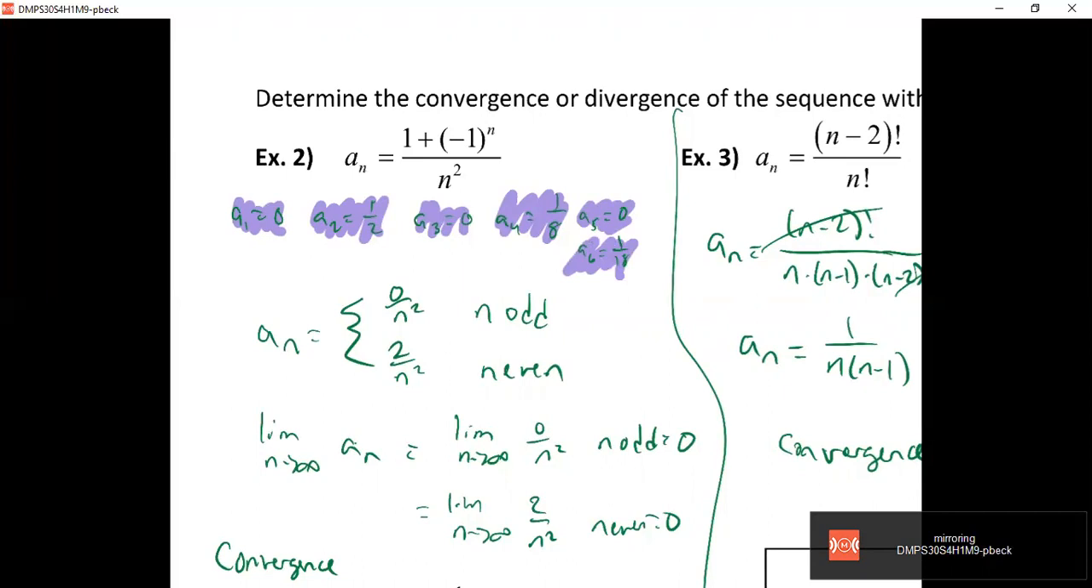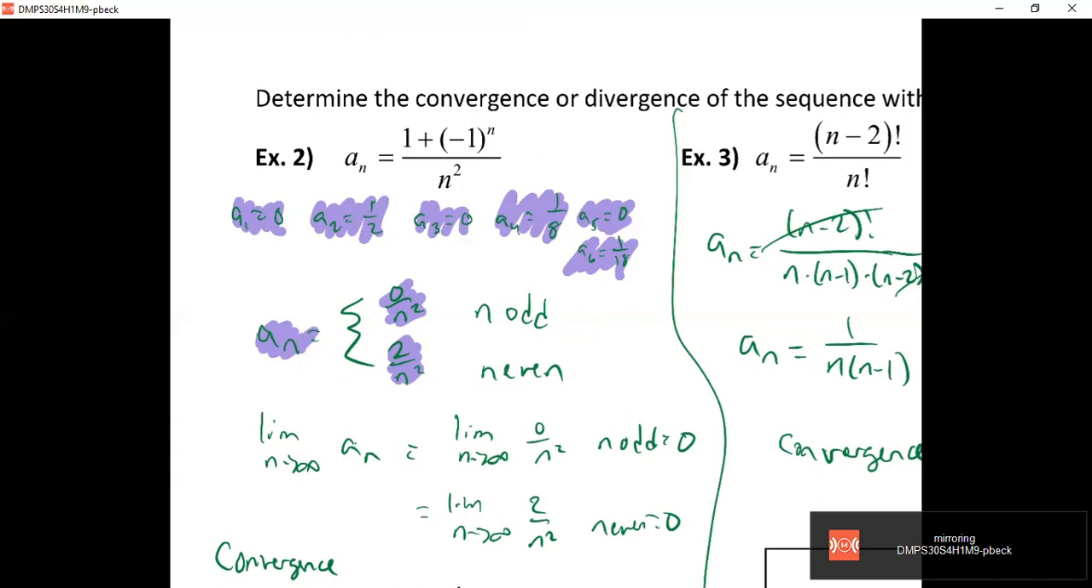So what I did was I rewrote this to be something that makes sense. If n is an odd number, we have 0, which hopefully makes sense. If n is an even number, we go from 1/2 to 1/8 to 1/18. So we could rewrite that as 2 over n squared.